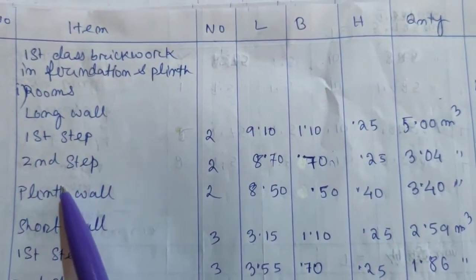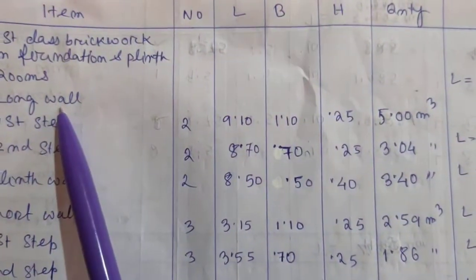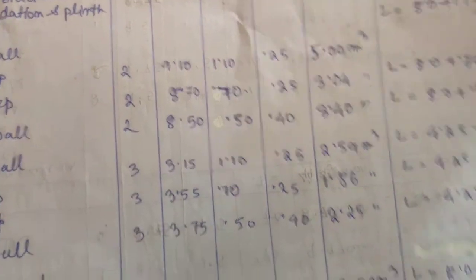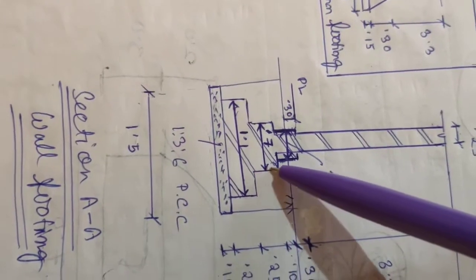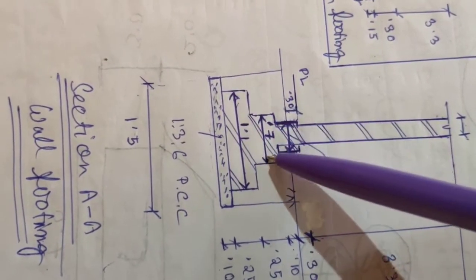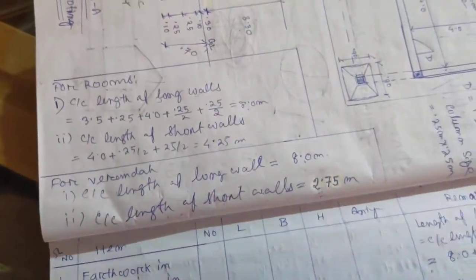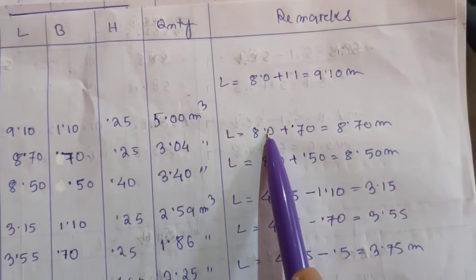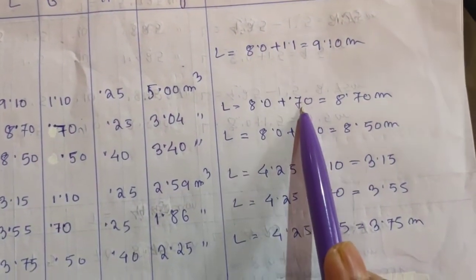Now let us go to the second step. Again, length of the second step for long wall will be found out by center to center length plus 1 breadth. Now let us take a look at the drawing and find out what is the breadth of the second step. This is the second step, and what is the breadth of the second step? It is 0.7 meter. So center to center length of long wall is already found out to be 8 meter. Center to center length plus 1 breadth. Breadth is 0.7. So 8 plus 0.7, 8.7 is the length.